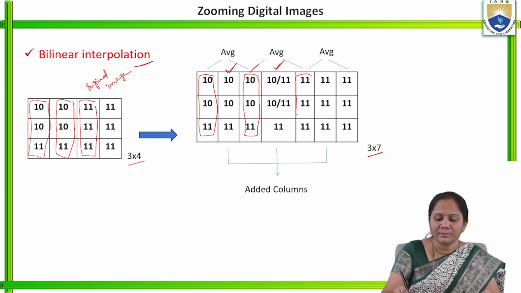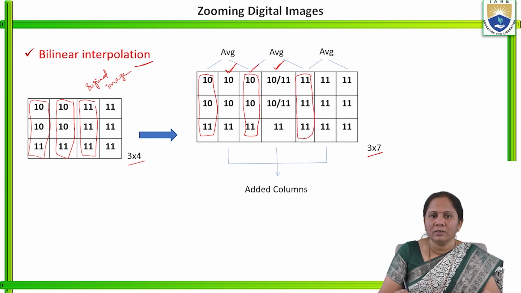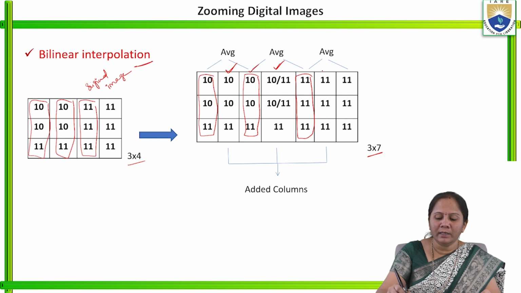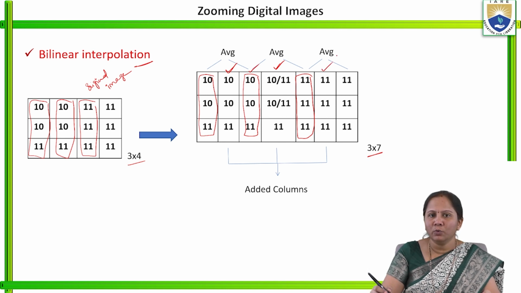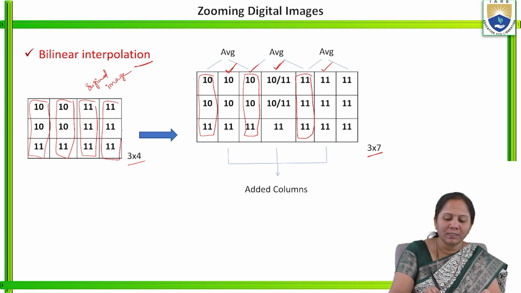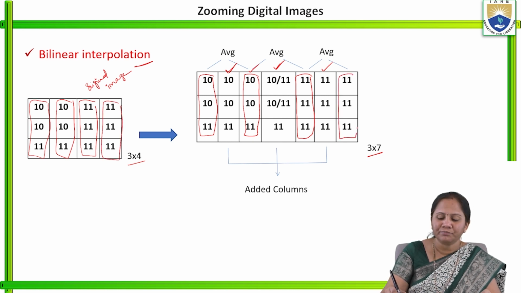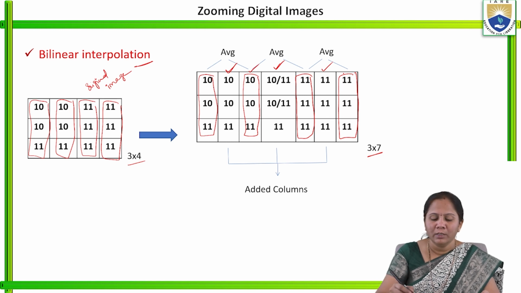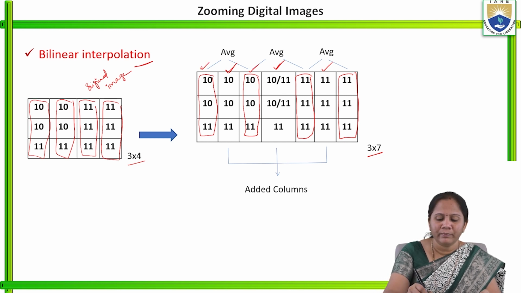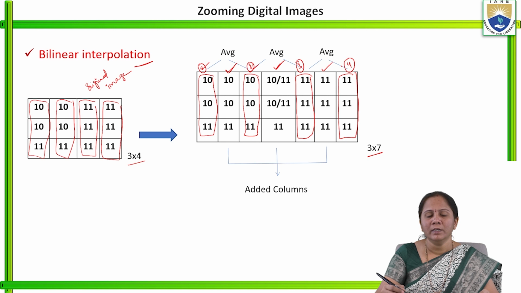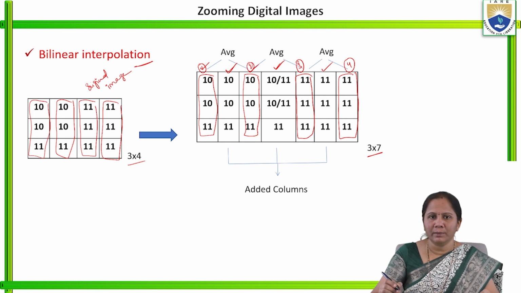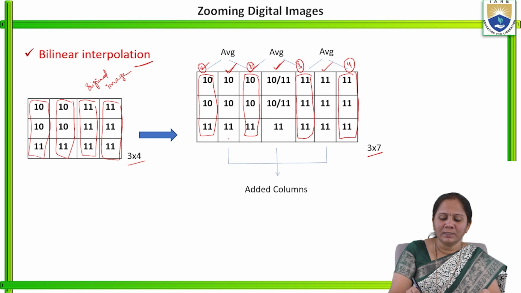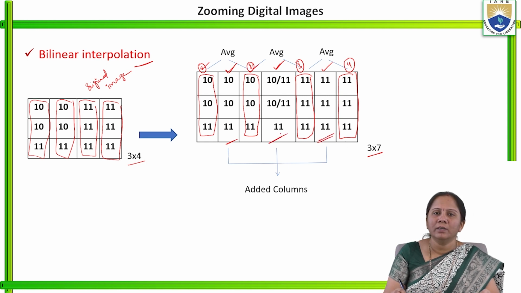And this is the original column, and based on this, it has been duplicated. And the last column is 11, 11, 11, and this is the particular column. So this is the second column, this is the third column, and this is the fourth column, which we have taken as it is from the original image. And these are the columns that are duplicated.